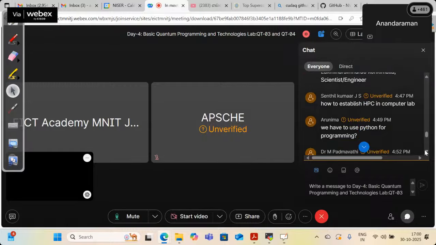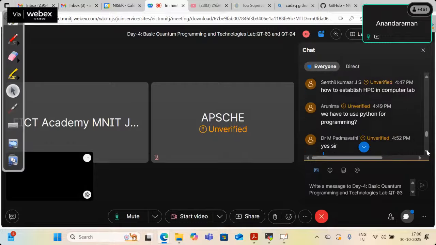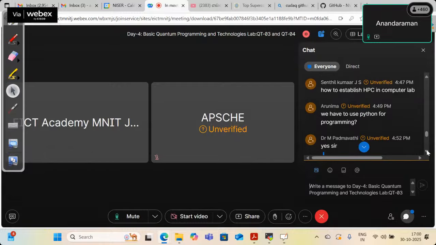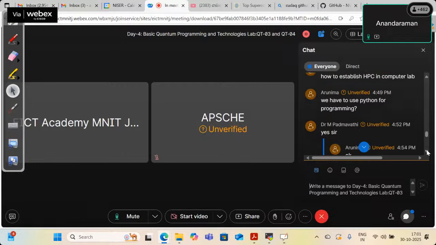Python, C++, but in Qiskit, in future, I think they are going for Rust programming, because Python will slow the system. It is easy, but it will slow the system. So people are changing to C. C always has more advantage in terms of performance, but for an easy learning curve, Python is easy.